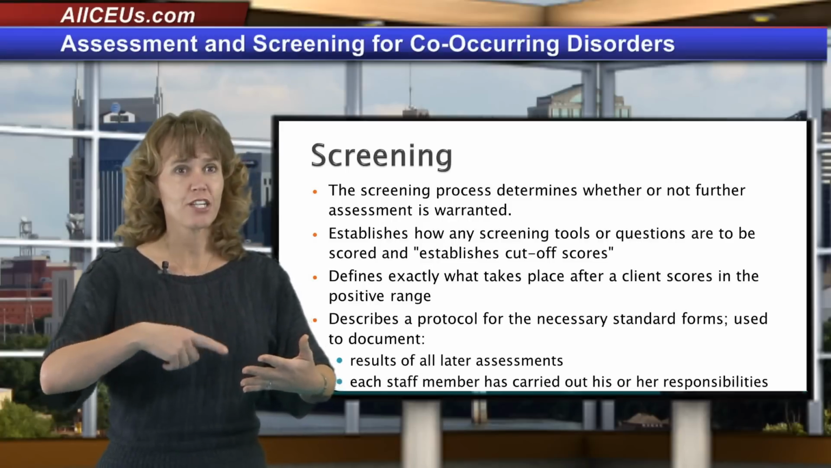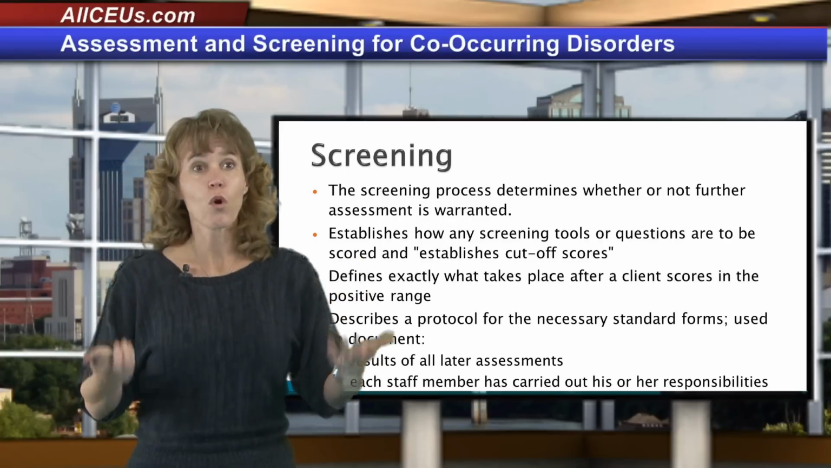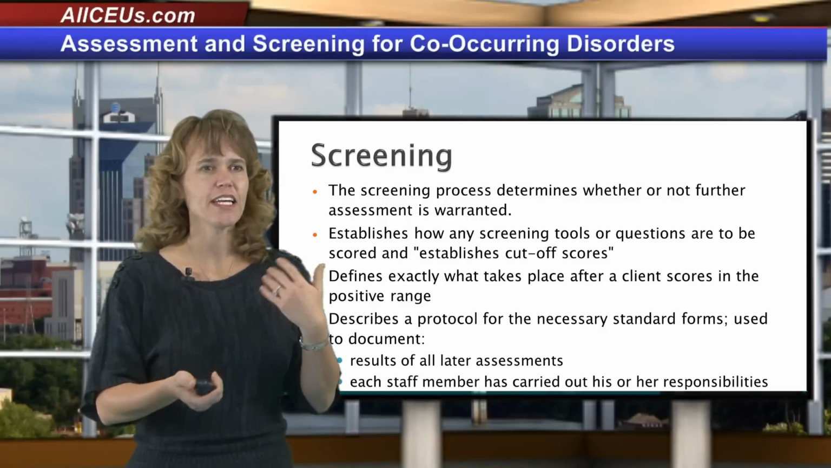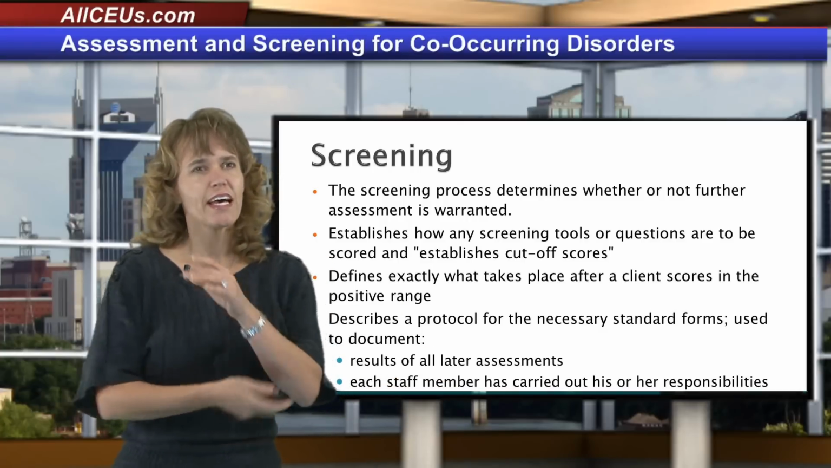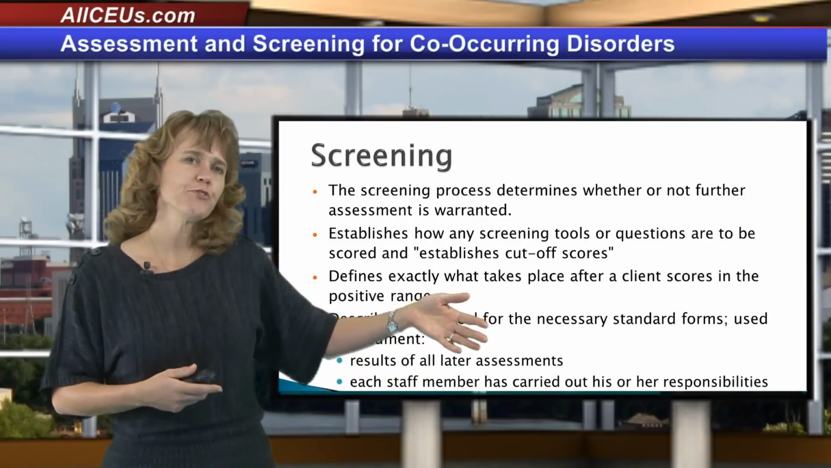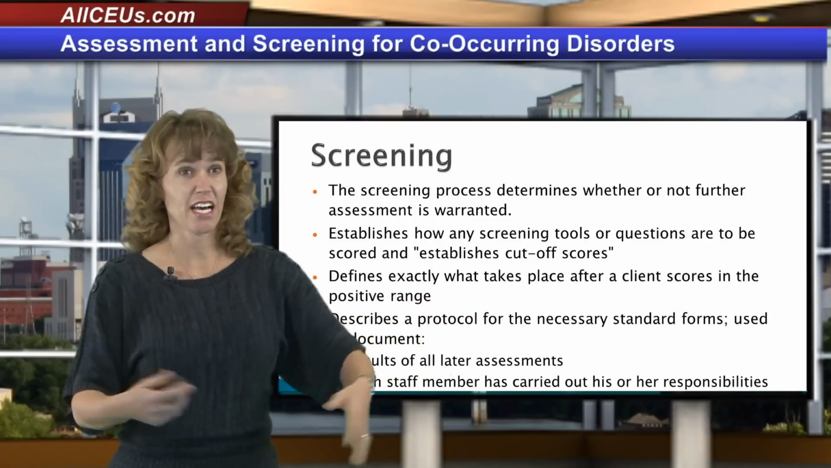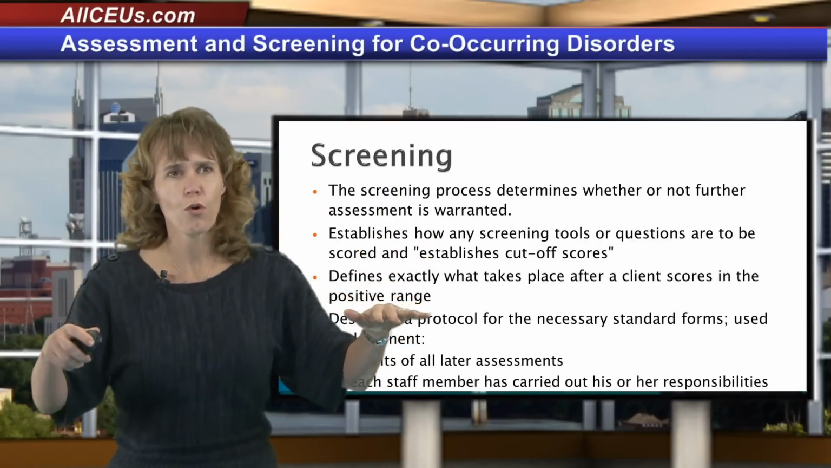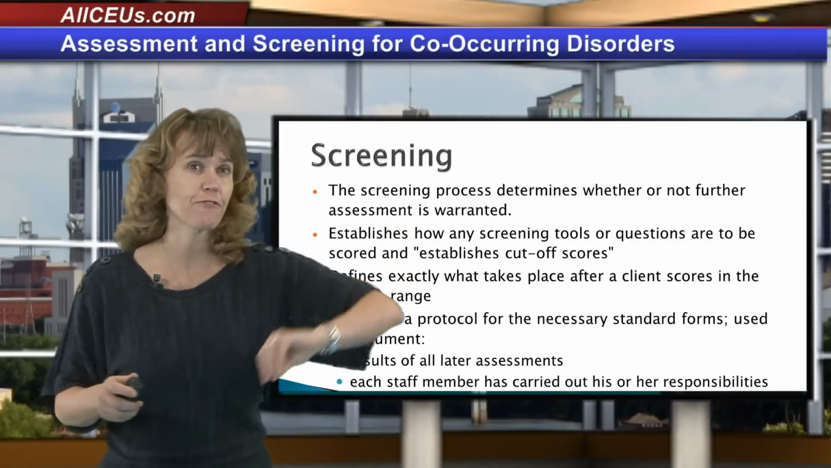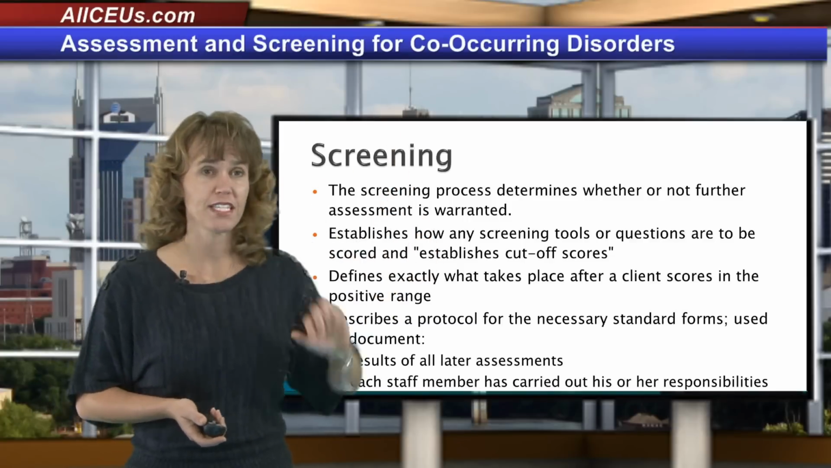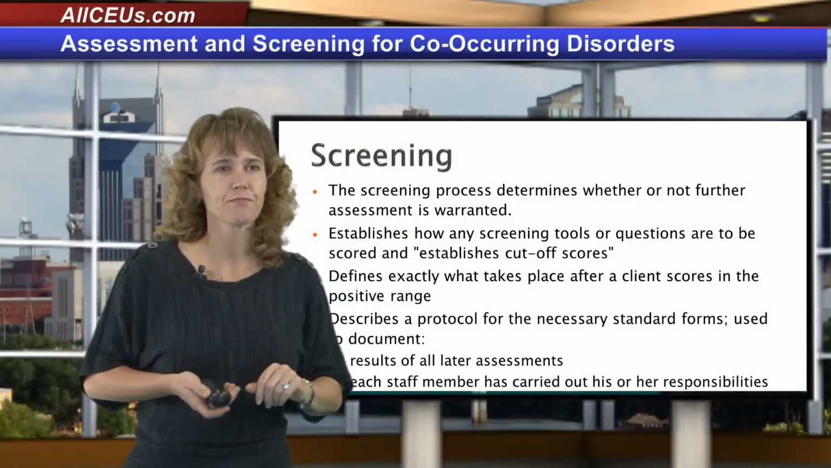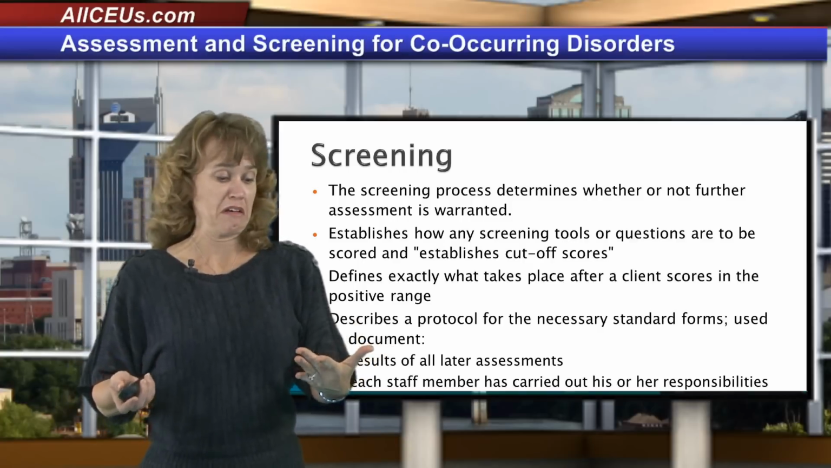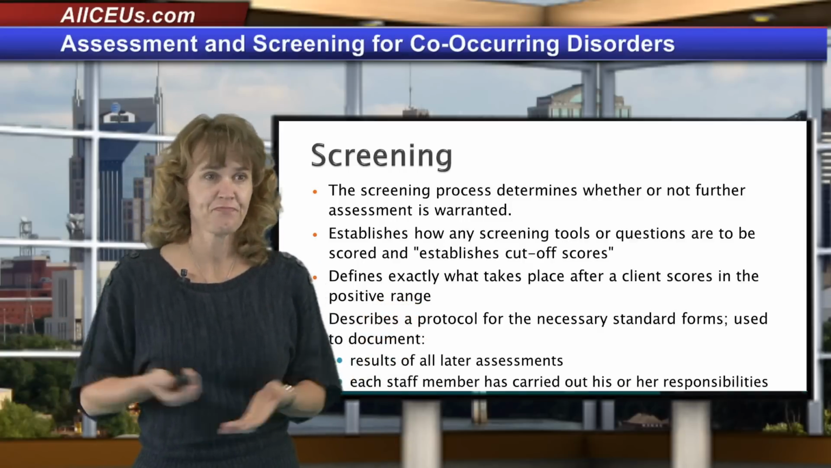They're screening you to make sure you're not showing signs that warrant further investigation. We want to establish how any screening tools or questions are to be scored and establish cutoff scores. So if you're using some inventory, the ASI, the BDI, whatever, you want to figure out what score indicates that the person needs to be referred out or referred up for an assessment, out, up, depending on your agency. That establishes a baseline, so you're not going, well, I got this score, I have no idea what to do with it.